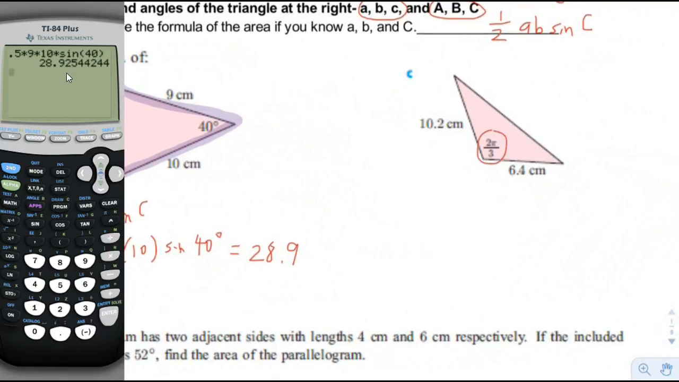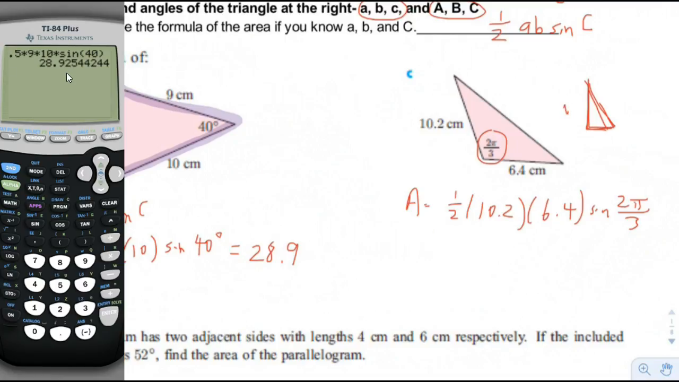Okay. And then what about this one? The included angle is 2/3 pi. So the area would be 1/2 times 10.2 times 6.4 times the sine of 2 pi over 3. Now let's draw in the unit circle. 2 pi over 3 would be this angle here, and the sine would be square root of 3 over 2. Okay? And then you just multiply that out with your calculator.